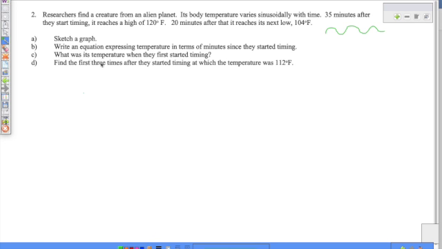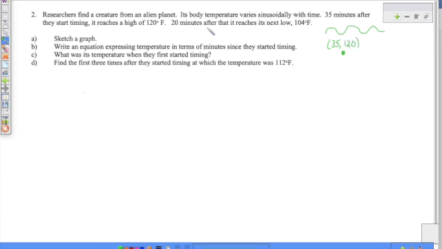So I need to draw myself a picture. I'm not going to draw a Ferris wheel because this is not a Ferris wheel problem. But I am going to give myself some sort of a sketch before I actually move this onto a coordinate plane. So 35 minutes after they start timing, I'm at a high. Okay, so that's an ordered pair. So 35 minutes after they start timing, I'm at a high of 120 degrees Fahrenheit.